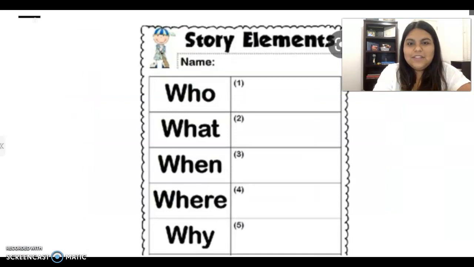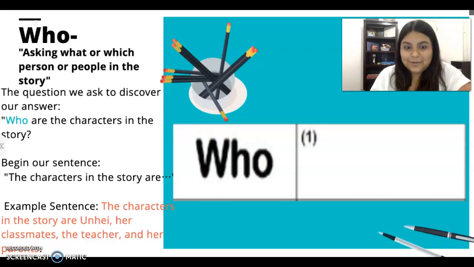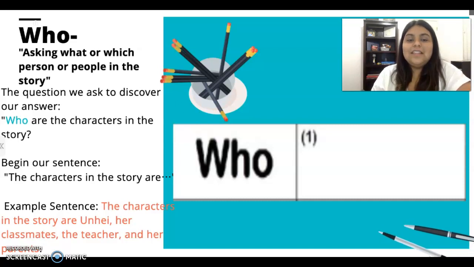Just as a review, this is what our worksheet looks like. It is reviewing the story elements. We will be beginning with the who today. So the who is asking what or which person or people are in the story. So the question we ask to discover our answer: who are the characters in the story? So to begin our sentence, the characters in the story are.